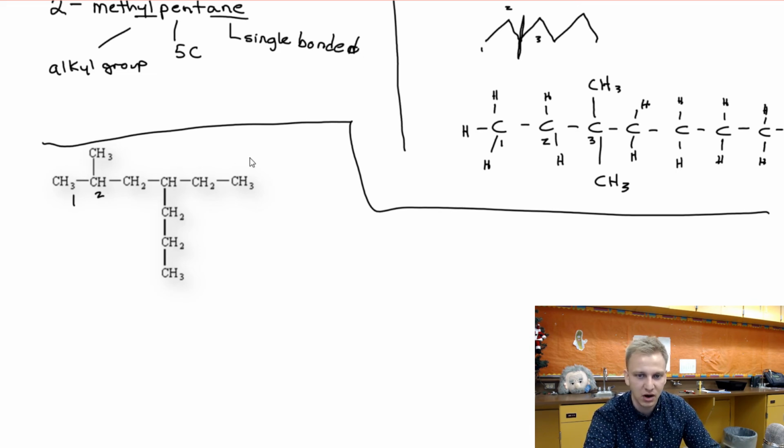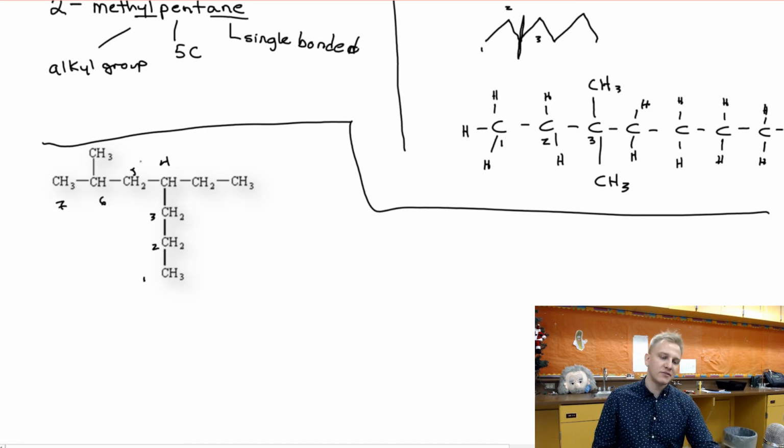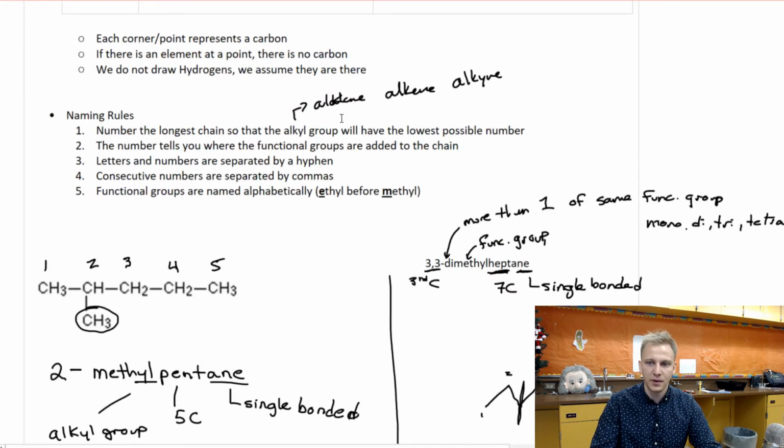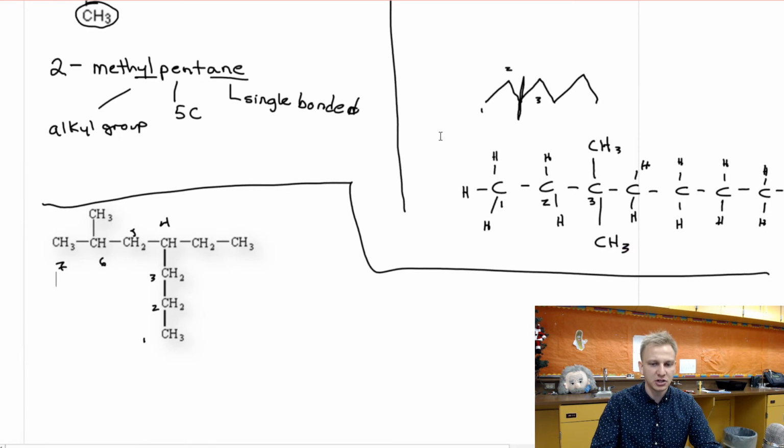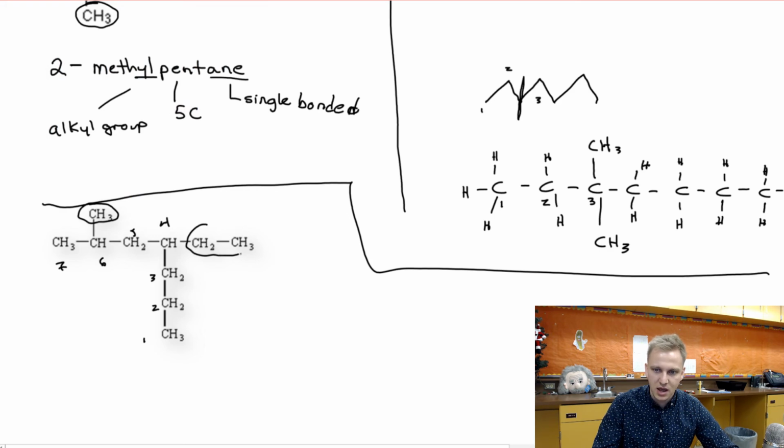I think we can make it longer than that. We could have a 1, 2, 3, 4, 5, 6, 7. Well, that's a 7 carbon chain. That's longer than 6. I like this one so far. But the second part of that rule number 1 was that we wanted to consider any functional groups. In this case, our functional groups will be this one and this one. We wanted those to have the lowest number possible.